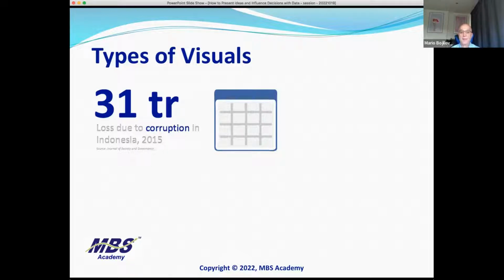Tables work great in reports. In a live presentation, probably a table is not a good idea, because people will focus on trying to decipher the table, and they will not be focusing on what you want to tell them and what you want them to focus on.